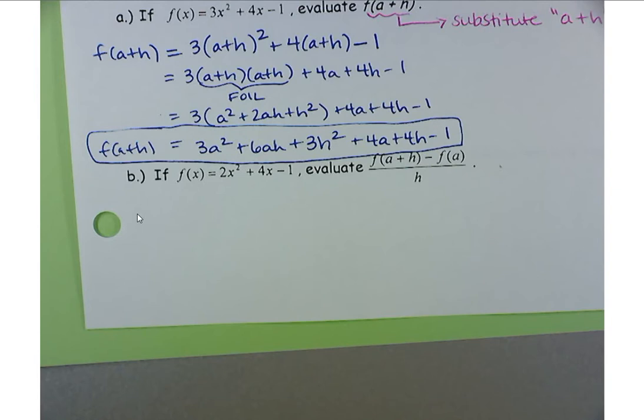Okay, let's try the next one. So for the next one, I'm going to evaluate f of a plus h minus f of a over h. Okay, so that seems kind of overwhelming, right? Let's just break it down. F of a plus h just means I'm going to plug in what? A plus h for x. So can we do that step first?